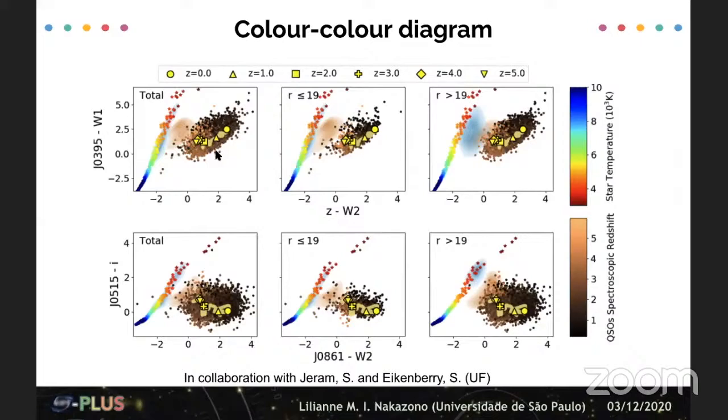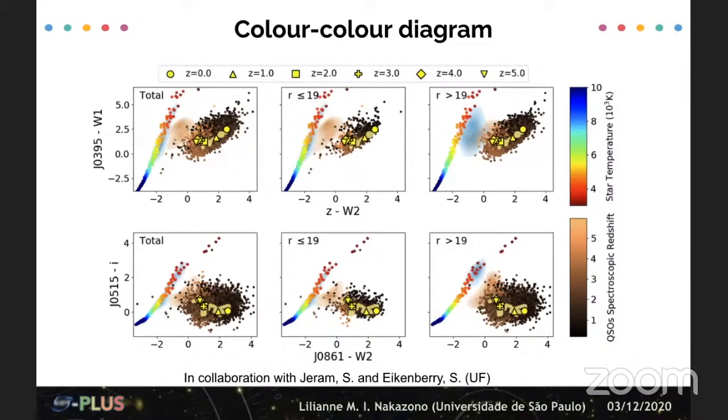And besides these models, we have the observations. These brown points are the observed quasars, with color scaling with the spectroscopic redshift. The blue contour is the observed stars, and the orange contour is the observed galaxies. Well, these diagrams seem to work well, at least up to magnitude 19.